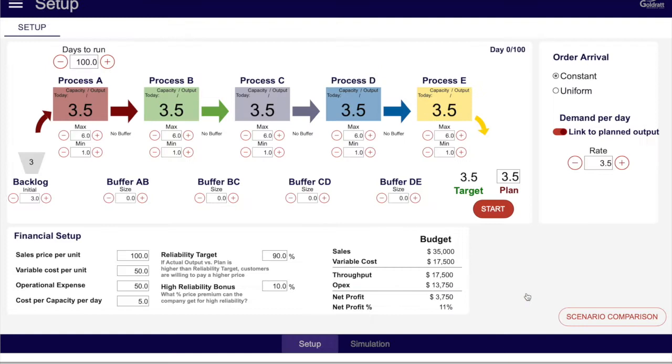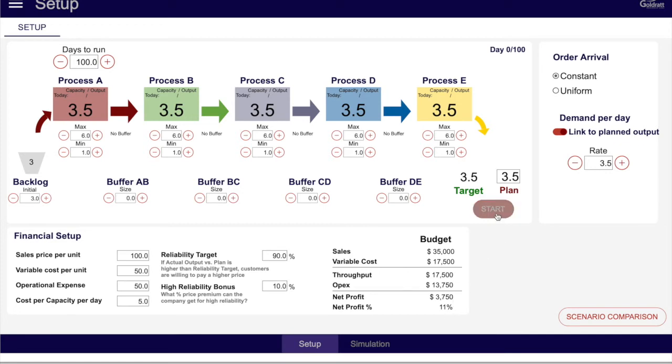So let's get started for the quick demo. So there's some finances here. Every unit of product or service that this little factory produces, you get $100 for it. So if you run it for 100 days at 3.5 units per day, multiplied by $100, your sales should be 35,000. You've got variable cost of 50%, and the target or the budget here is 11% net profit.